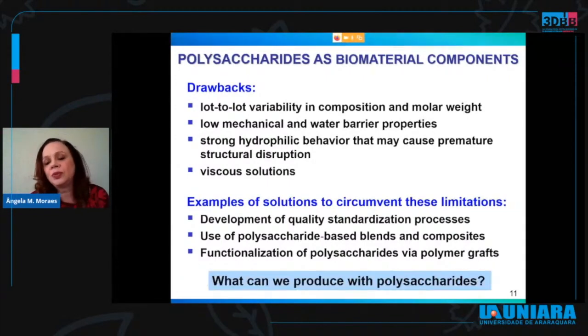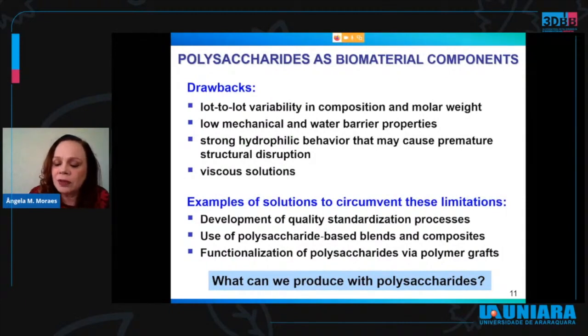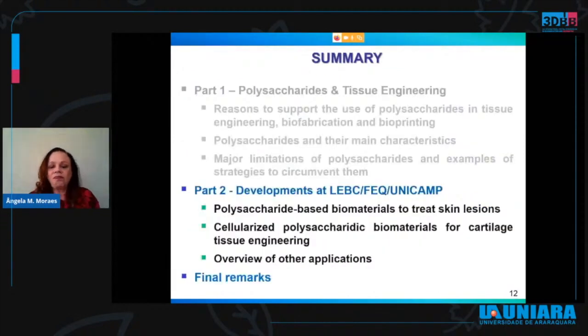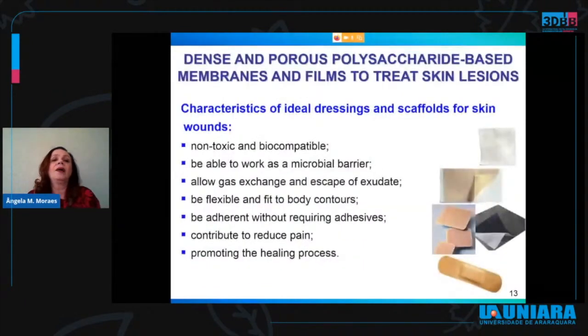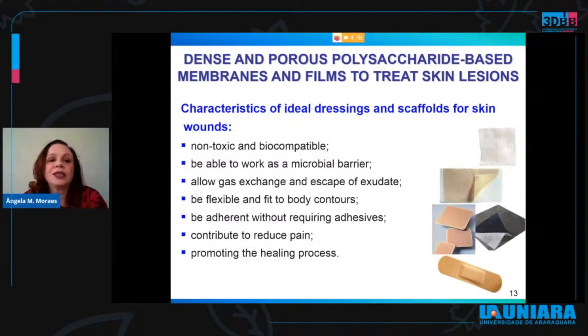But what can we produce with polysaccharides? So now we go to the second part of my talk, where I will share with you some of the developments that we have been doing over the last 2 decades. Starting with the skin lesion materials, first of all, we have to think about the characteristics of the ideal dressing and scaffolds for skin wounds. In my lab, we normally work a lot in this sense with the production of dense and porous polysaccharide-based biomaterials to treat these types of lesions.